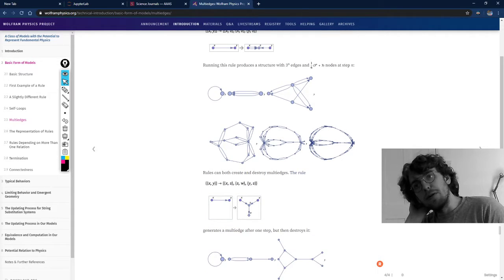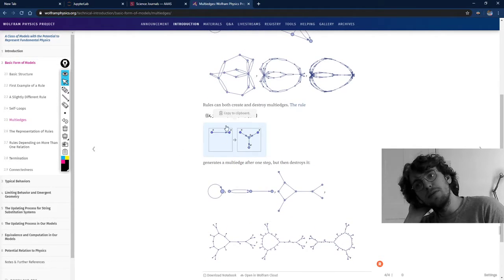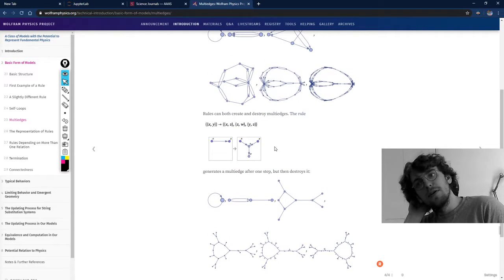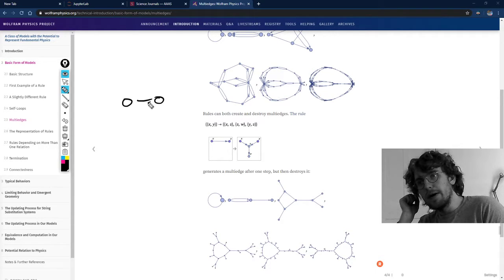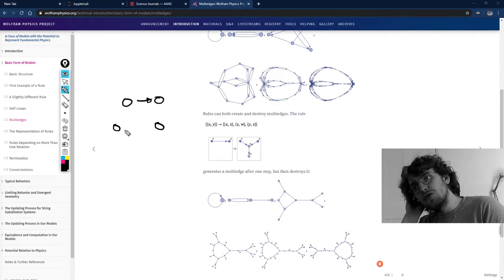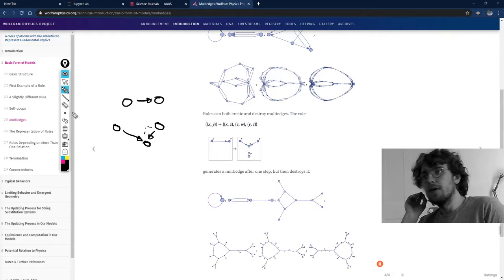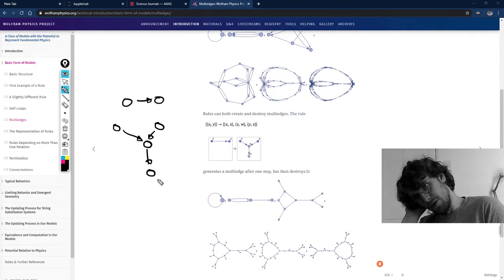So rules can create and destroy multi-edges. Here we've obviously got one creating it. Here we've got one that destroys them. And what's this operation like? X, Y, and then we kind of schnook a new thing out of the Y, and that new thing comes with a W.